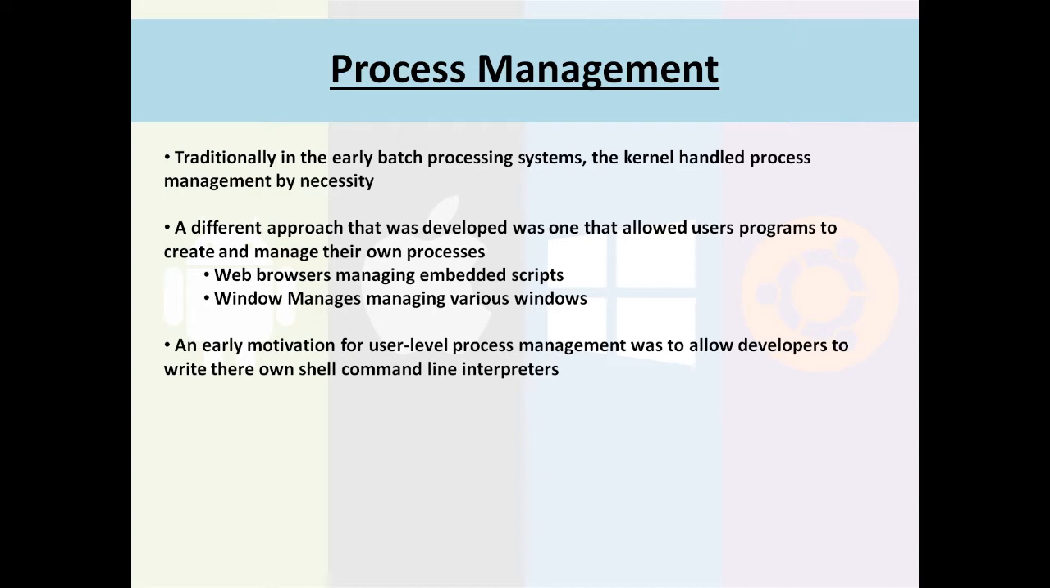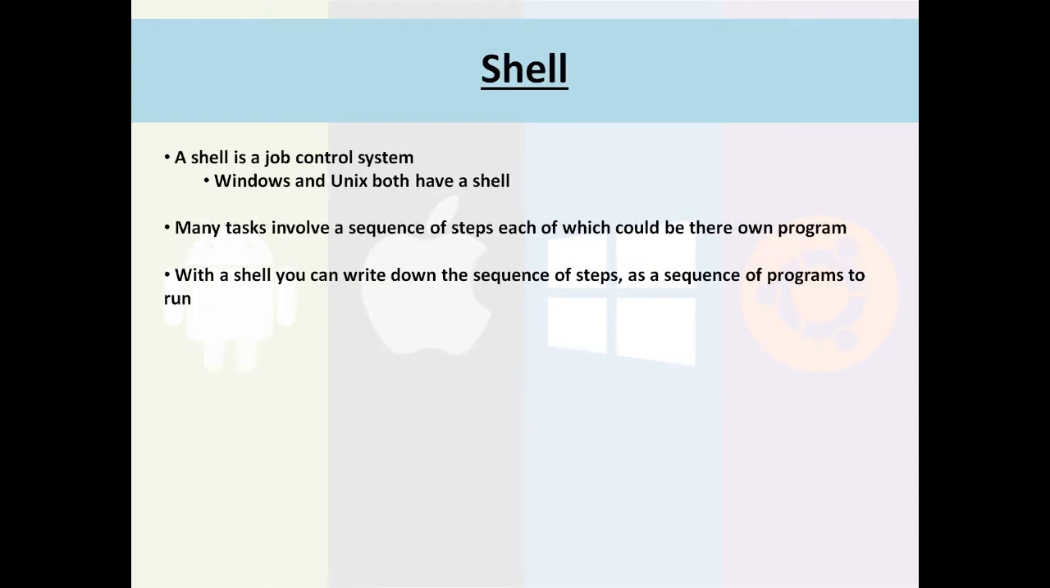Now, an early motivation for user-level process management was to allow developers to write their own shell command line interpreters. You might have heard the phrase shell before, but it is actually just a job control system or a job management system. Windows and Unix both have a shell, because many tasks involve a sequence of steps, each of which could be its own program. With a shell, you can write down these steps as a sequence of programs to run.